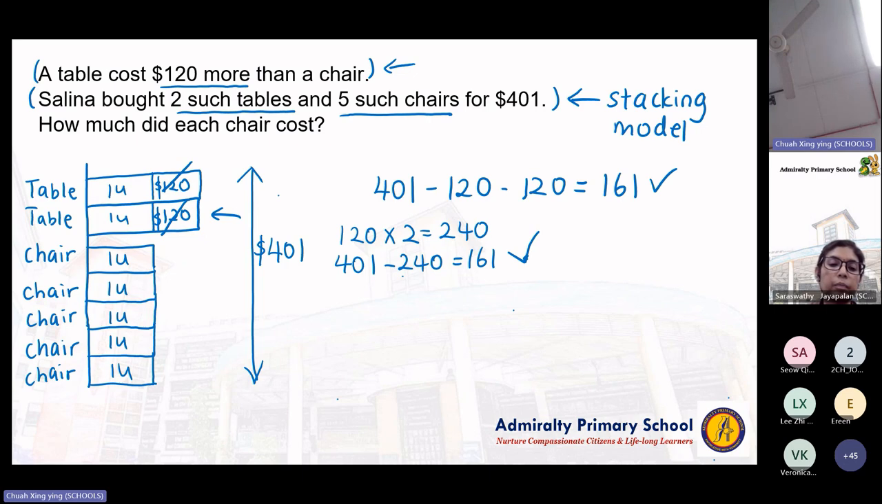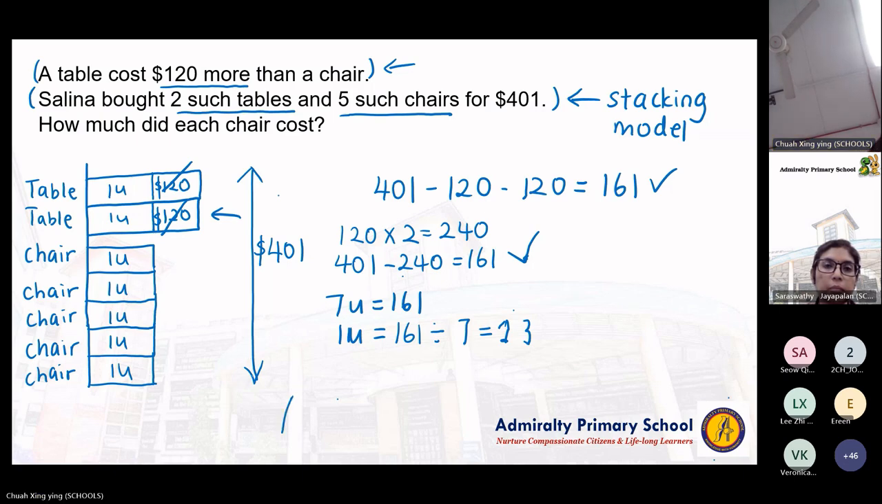Yeah. Then this 161 is shared among the rest of the units, which is 7 units. So 7 units is 161. What is 1 unit? 1 unit is 161 divided by 7, which equals 23. You're right. For those who submitted, good job and good try. Yeah, it's 23. So how much did each chair cost? The answer should be $23.